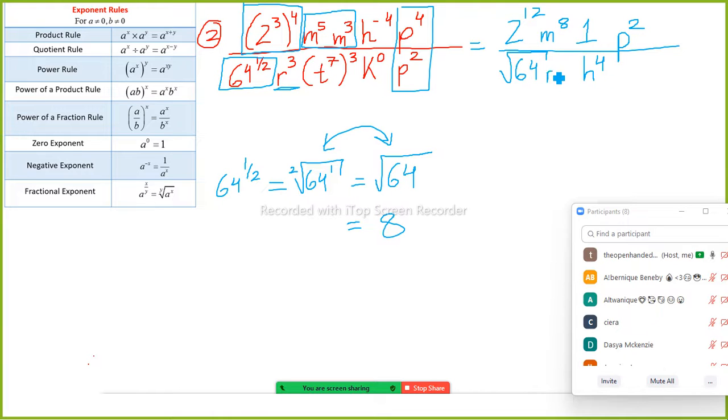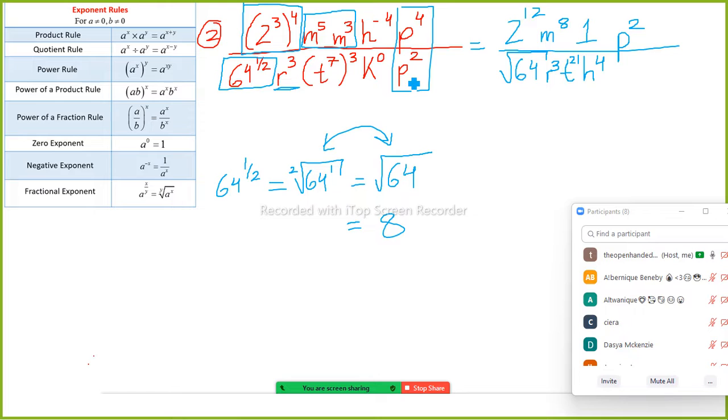We just leave it, right? Because we can't do anything with that. How about t to the 7th power, all raised to the 3rd power? What could we do with that? 7 and 3. So we're going to do 7 times 3, which is what? 21, yes. So t to the power of 21.